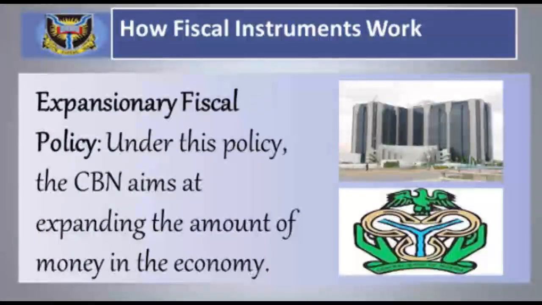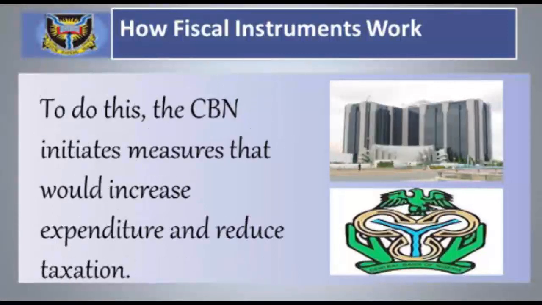How fiscal instruments work. 1. Expansionary fiscal policy. Under this policy, the CBN aims at expanding the amount of money in the economy. To do this, the CBN initiates measures that would increase expenditure and reduce taxation.